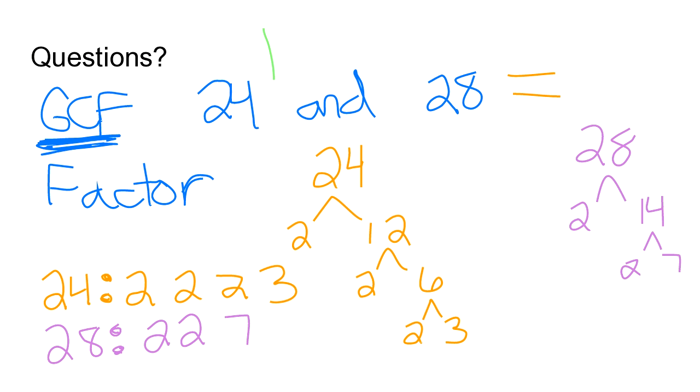Okay, so what we need to do is circle the factors that they both share. All right, so Maya, very good. You have to see which factors are the same in both groups. So notice how I lined up my factors for 24.